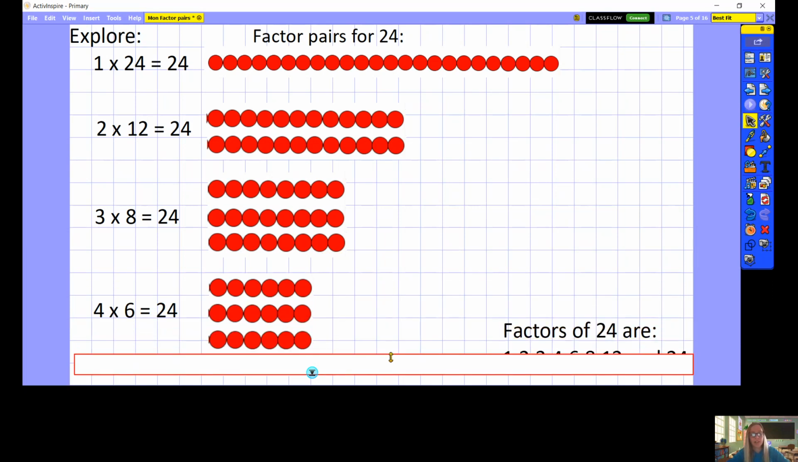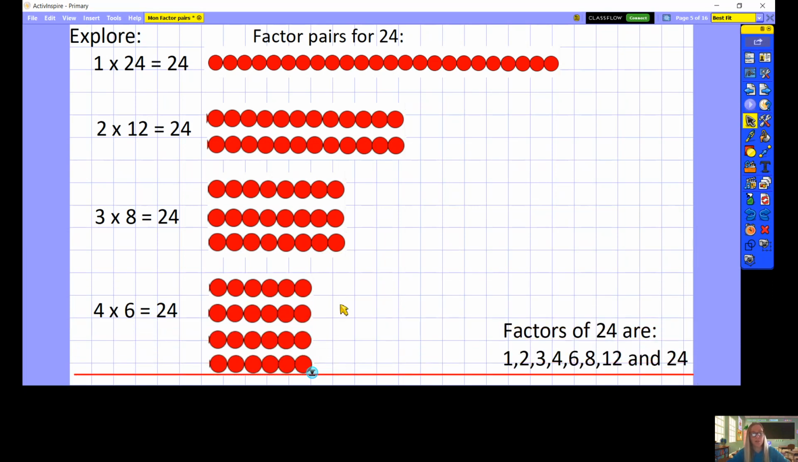And then finally, I would have looked at 4 to see if 4 was a factor of 24. So 4 times 6 is also equal to 24. So here's my array that I've drawn. So now I've found my factor pairs for 24.